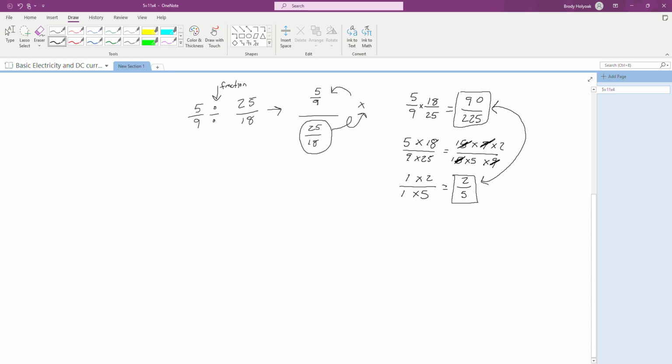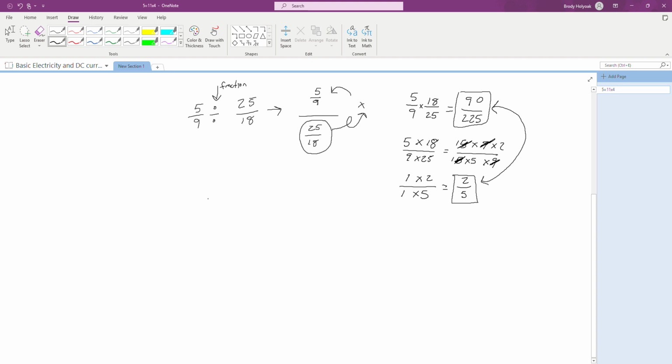So again, the 5/9 carries over. The 25 over 18, we're going to invert, which means they change places, so it becomes 18 over 25. Then we just multiply numerator times numerator, denominator times denominator. As we go through, we find ways to reduce them so it's not such a big number. And this can work for any kind of fractions.